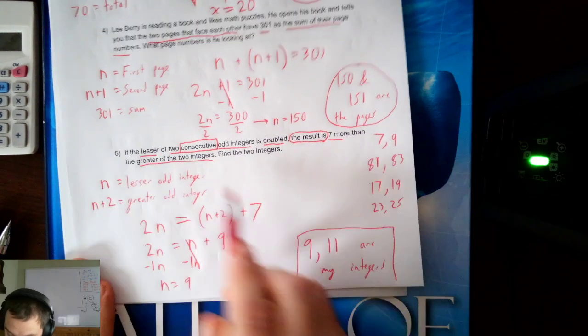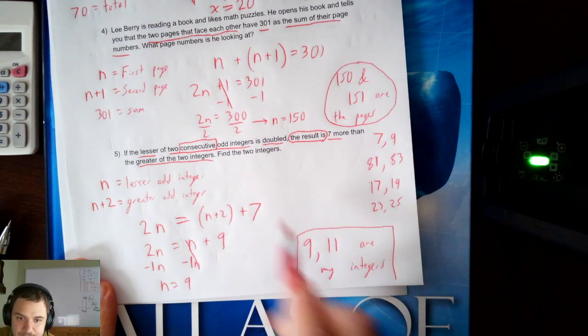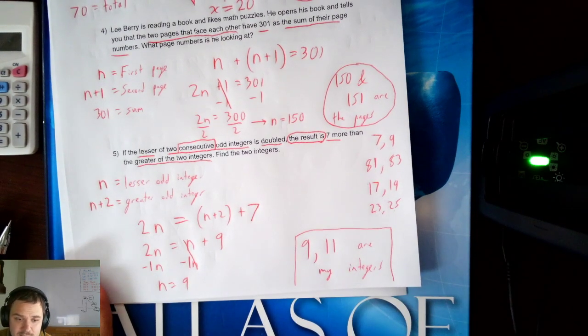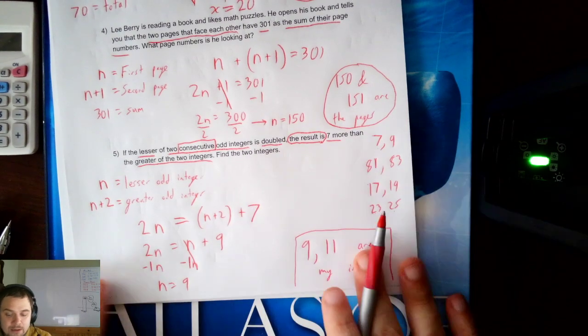Now let's check. What's double the smaller? What's double 9? That's 18, right? What's 7 more than the bigger? That's also 18. So I know my answer is correct. I know these are the numbers I was looking for because I reread the problem to make sure.